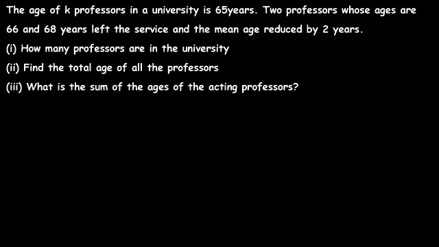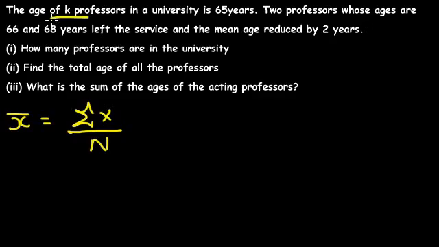So from that statement, we can clearly say that we are to find the value of K, because K tells us the number of professors in that university. You can see the age of K professors. So if you can get the value of K, that corresponds to the number of professors in the university. If you digest this question properly, you will observe that it's referencing the mean. From our knowledge, the mean is equal to the summation of x over n, where x is the distribution, which in this case is the age of the professors, while n is the amount of the distribution, which is the number of professors, simply K.